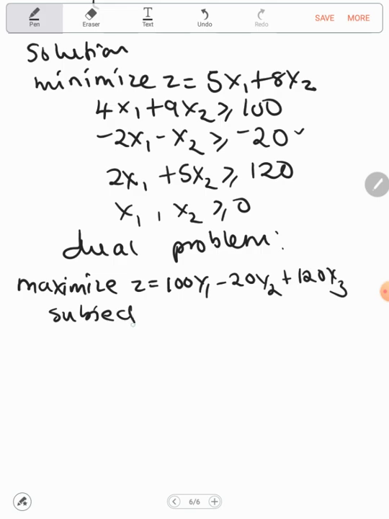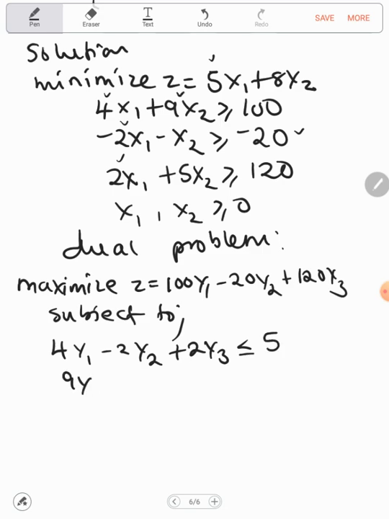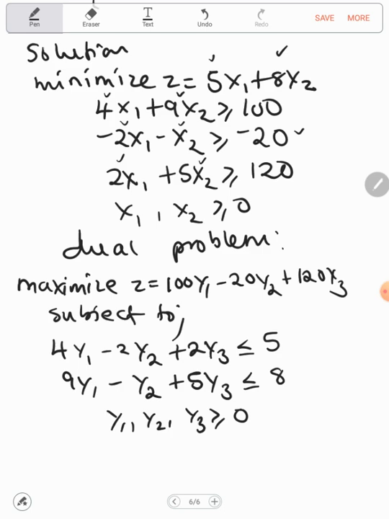This is subject to: you have 4 y1, and then the next one minus 2 y2, and then plus 2 y3 less or equal to 5. Then the last one is 9 y1, then minus y2, and then 5 y3, less or equal to 8. Then you can indicate that these are greater than or equal to 0. So that's how you go about forming the dual problems.